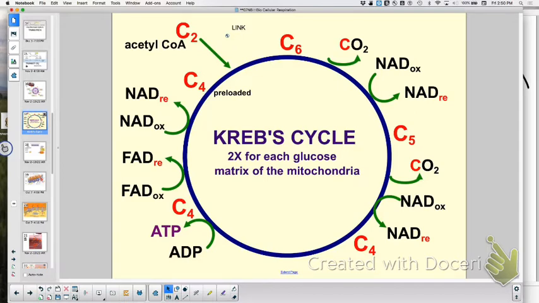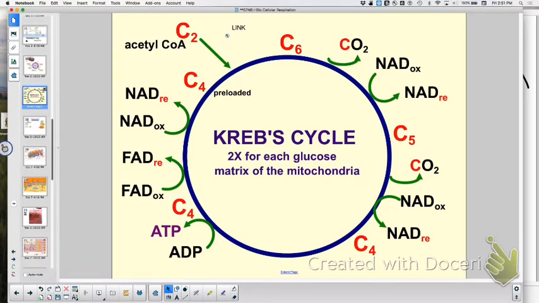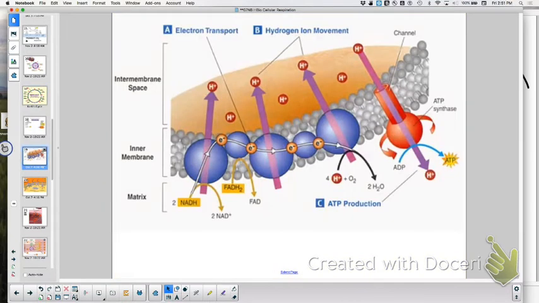And this C4 is the same C4 that we started with, just less energy, because we're going to take a phosphate away from it so we can make an ATP. We're going to take away some electrons so we can reduce an FAD, take away some electrons so we reduce an NAD. And how many times are we going to do that? Twice. Okay, perfect.